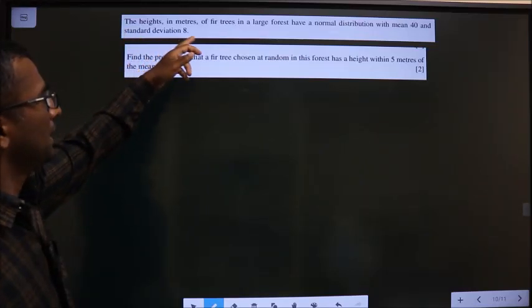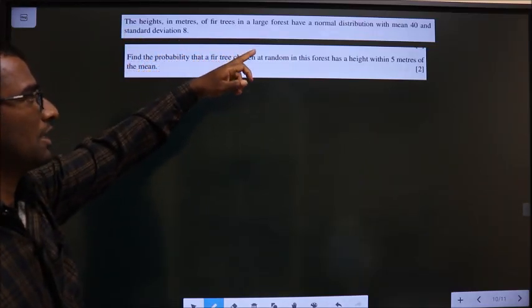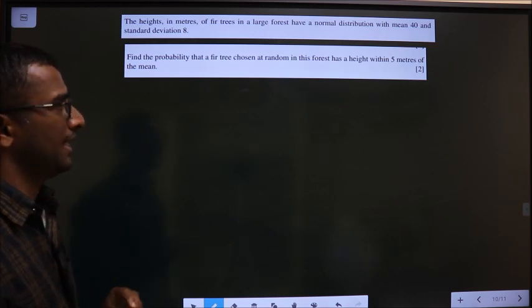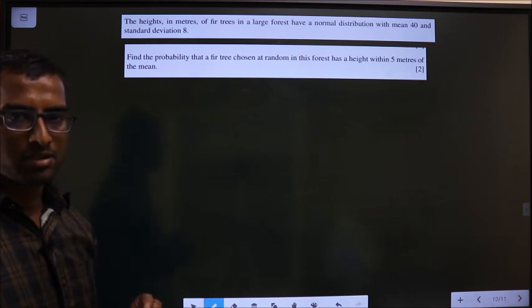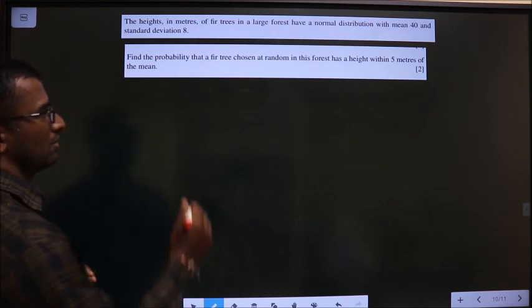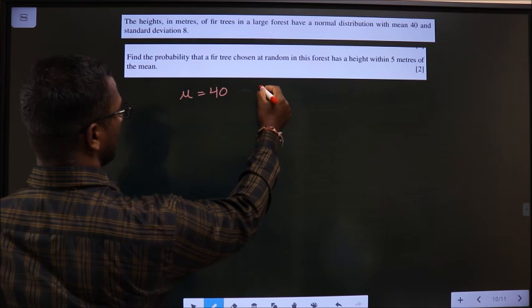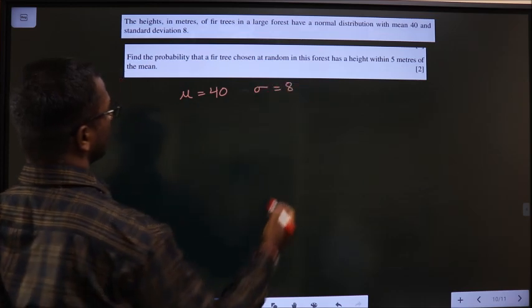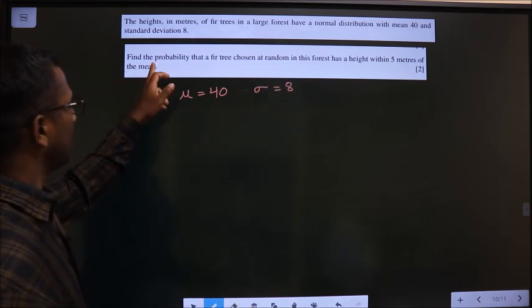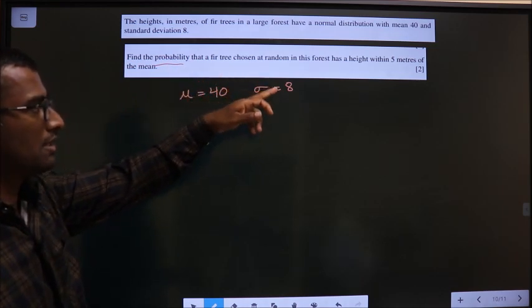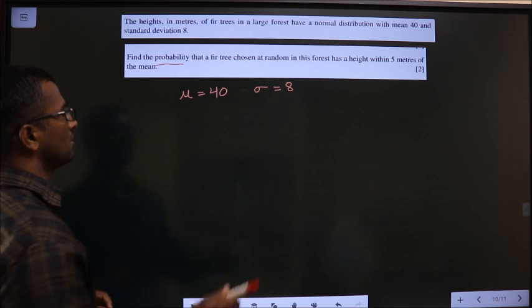The heights in meters of trees in a large forest have a normal distribution with mean 40 and standard deviation 8. You have come across information, make a note. Mean is 40, standard deviation is 8. Next, find the probability that a tree chosen at random in this forest has a height within 5 meters of the mean.